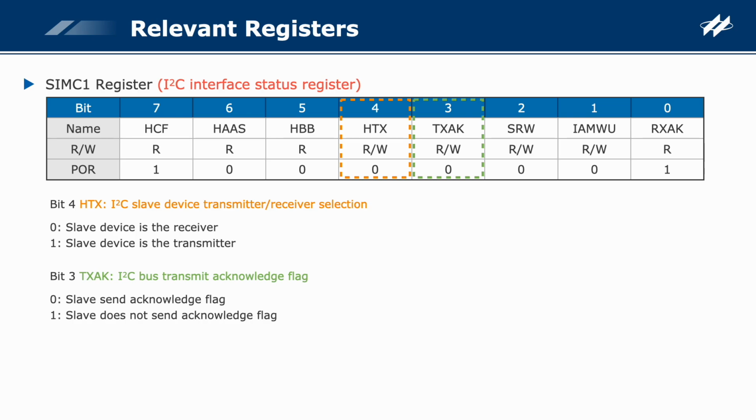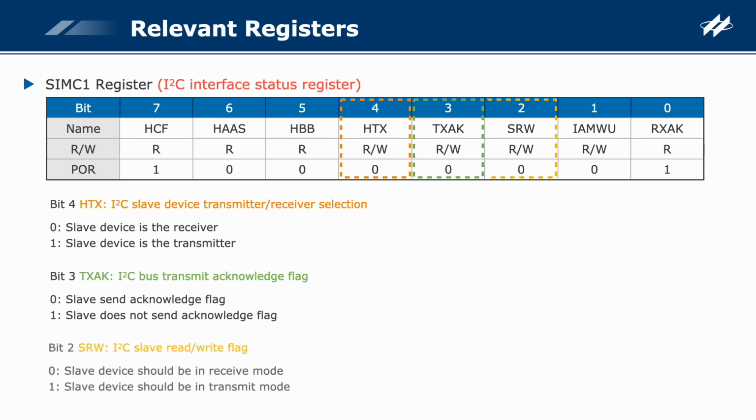It is the I²C Bus Transmit Acknowledge flag, which is transmitted to the bus after the receiver has received 8 data bits. This flag should be cleared before further data is received. The SRW bit supports read and write. It is the Slave Read-Write flag.